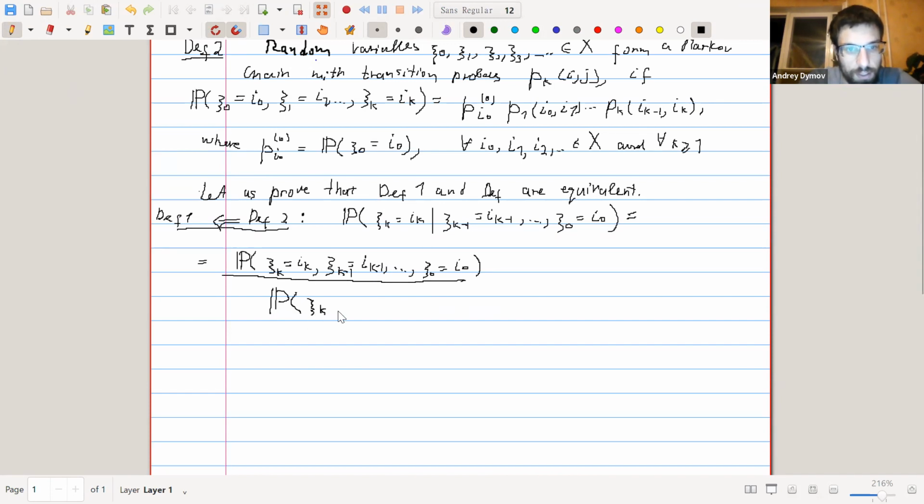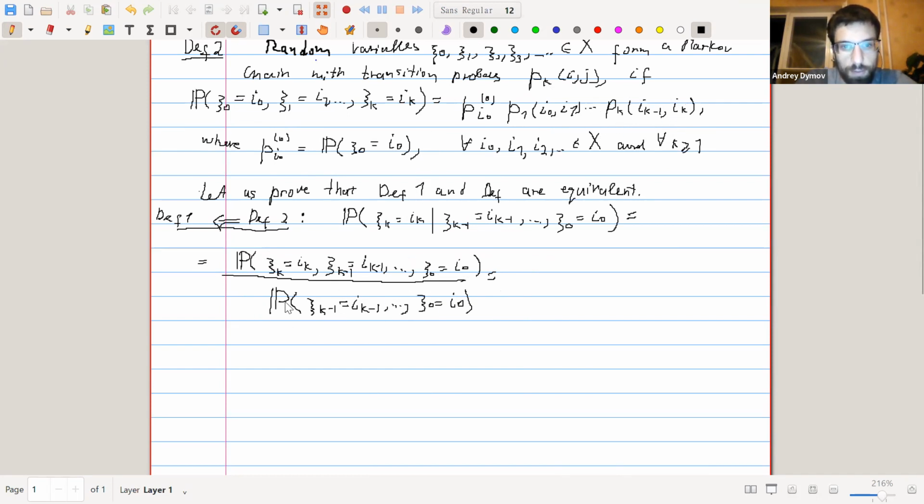The condition is the following: the probability that ξ_{k-1} equals i_{k-1}, etc., ξ_0 equals i_0. Right, and then we just write down these probabilities by the definition above. So look, what I will have. The probability in the numerator is given by this product, exactly by this product.